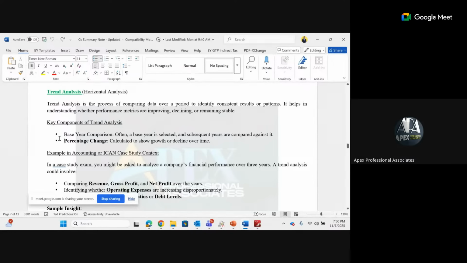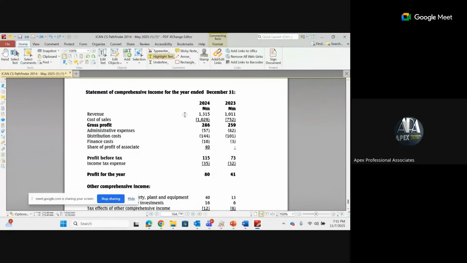Key components of trend analysis: base year comparison. Often, a base year is selected and subsequent years are compared against it. Percentage change is calculated to show growth or decline over time. So that is what we are going to be doing in our next class. I will be presenting this maybe in Excel for us to be faster. I might have even done that calculation for us so that we move faster, because this one to me would be very, very simple. Our main focus is the financial data analysis, because that one will be preparing a contribution analysis to advise the company whether those products should be introduced or not.